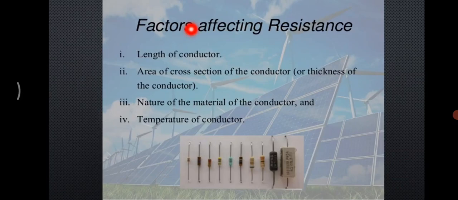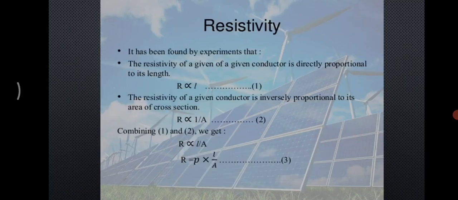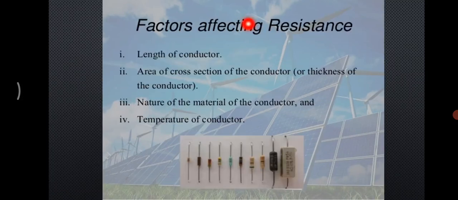And there are some factors which affect the resistance of the conductor. Now you can see the diagram over here. These are the types of resistors which you connect in circuits. You might have seen them in chargers and many electrical toys, cars and all. Everything has some resistors. The factors which affect the resistance of the conductor are: first, length of the conductor; next, area of cross section of the conductor, or thickness of the conductor.